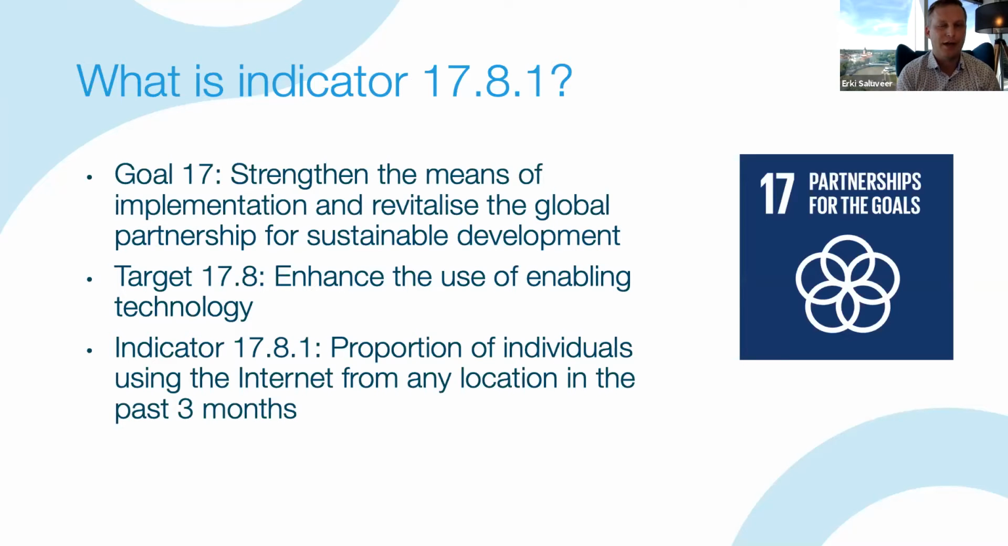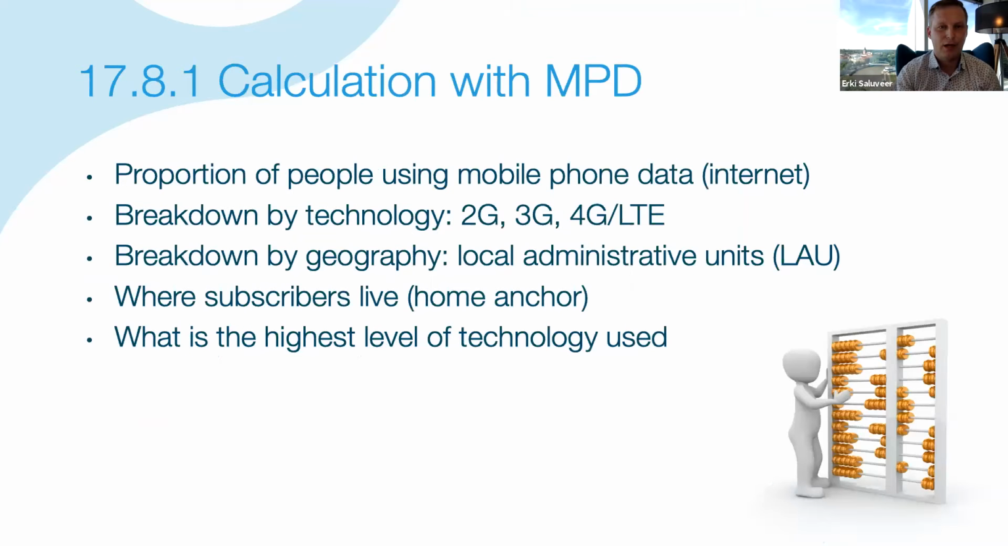Let's get down to the other indicator before getting down to the data sources that could be used. The other indicator is under goal 17, which is the partnership goal. Indicator 17.8.1 is the proportion of individuals using the internet from any location in the past 3 months, the initial indicator that was developed by the UN. Here we want to see how well people are covered by network operators' networks, and then out of them, how many are using the internet.